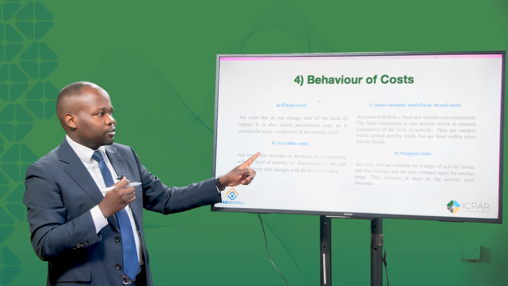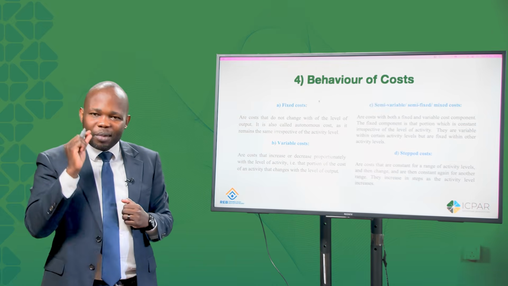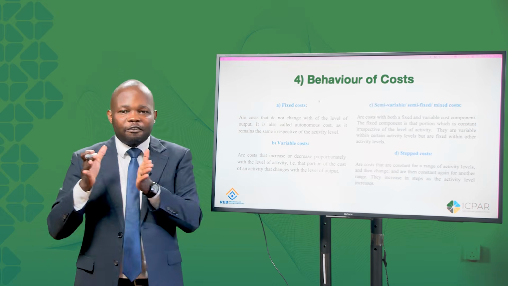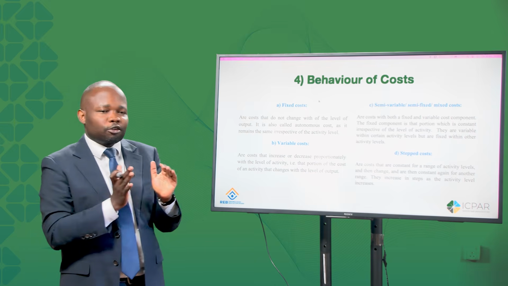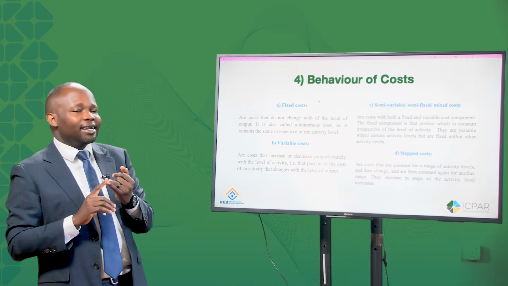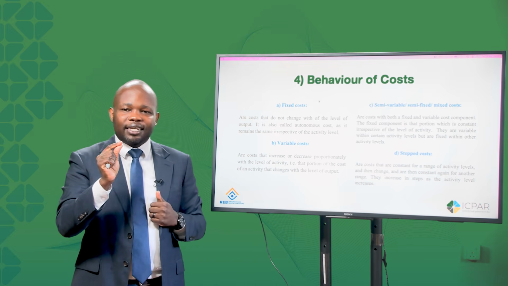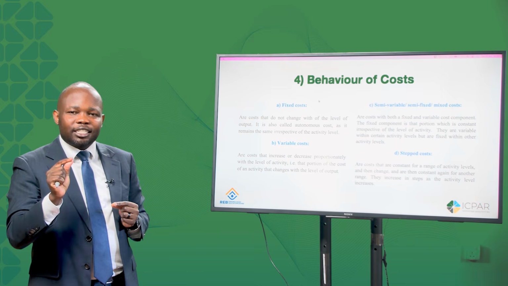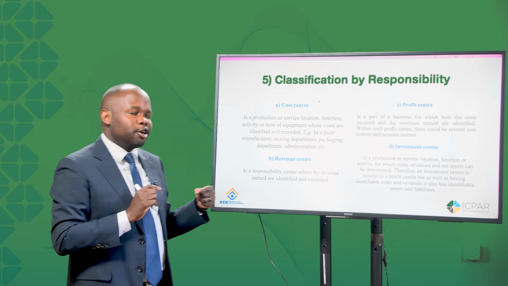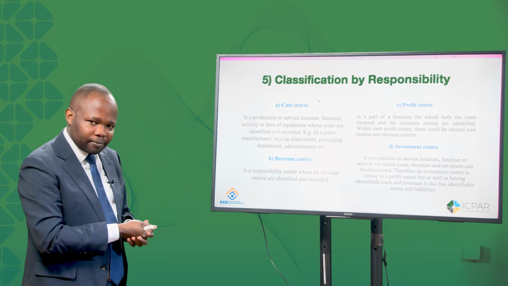That's a variable cost. Now, when we talk of semi-variable or semi-fixed or mixed cost, is a cost that is both variable and fixed at the same time. Part of it is variable, another part of it is fixed. And lastly, a stepped cost is a cost that is constant up to a given activity level, beyond which it changes, then remains constant for the next bracket of activity.